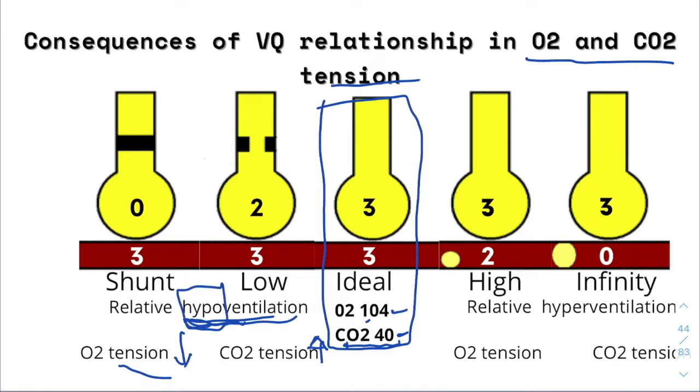hypoventilation. In high VQ and VQ of infinity, there is relative hyperventilation. So that is why the oxygen tension and CO2 tension are high and low. With hyperventilation, you increase your oxygen tension greater than 104, and your CO2 tension decreases lesser than 40.